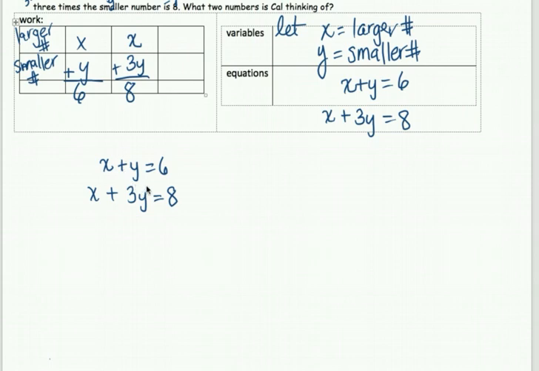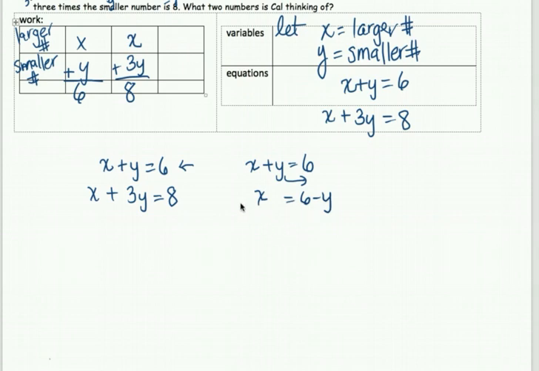All right, so substitution means that with this method, we have to rearrange one of these equations to equal one of the letters, and then we're going to sub it into the other one, okay? So I'm going to rearrange this first one here. I'll rearrange it for, I don't know, the letter X, okay? So I'm going to move this Y over here, so I end up with 6 subtract Y, okay?